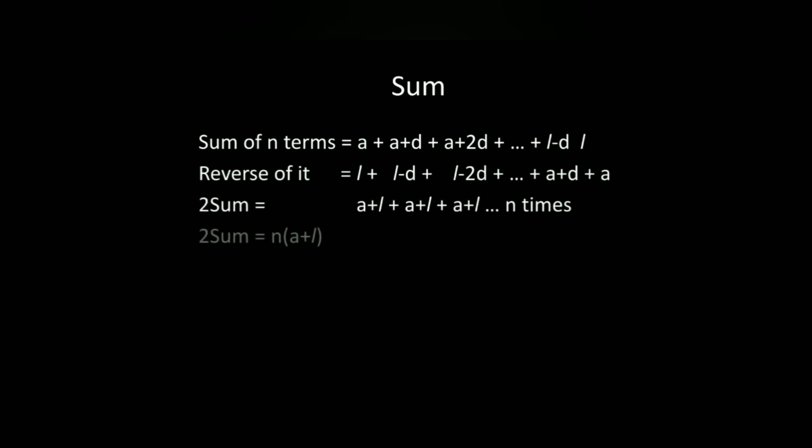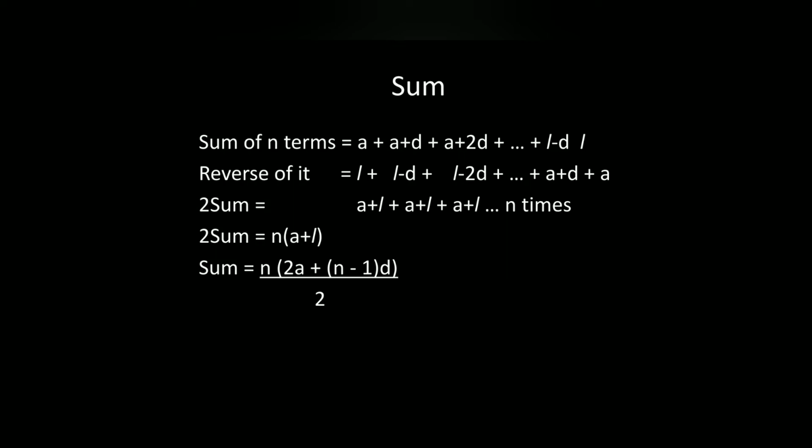First of all we have to write the AP in series, and then reverse it and write the same AP in reverse series. When you add both of them, you will find that 2 into sum is equal to a plus l, plus a plus l, plus a plus l, n times. A plus l will be n times. So we write it down: 2 sum is equal to n in the bracket a plus l. What is l? We told you l is the last term of the AP.